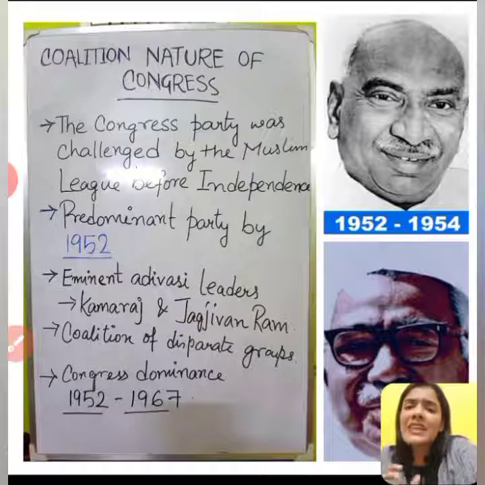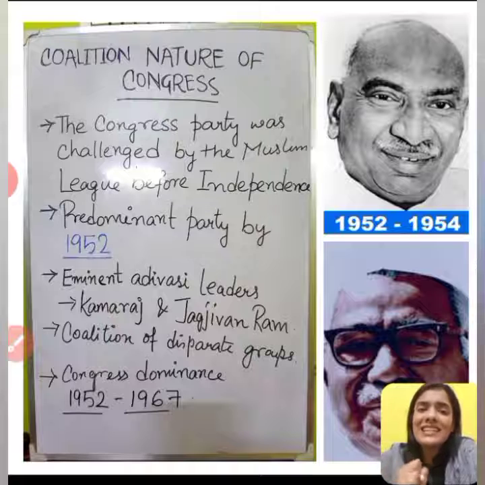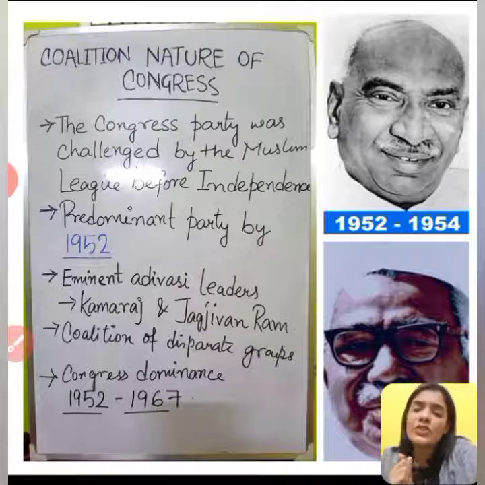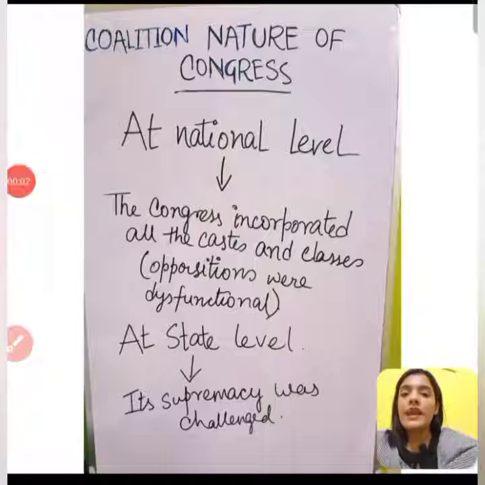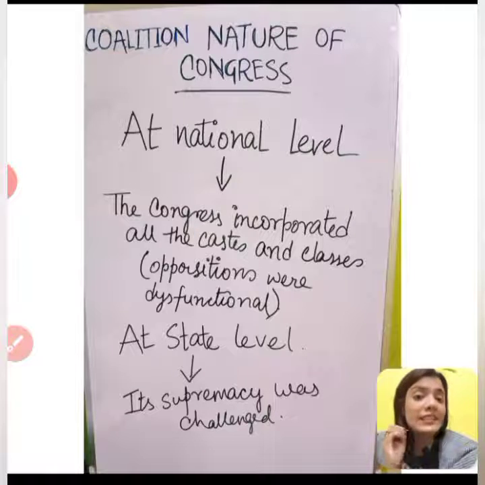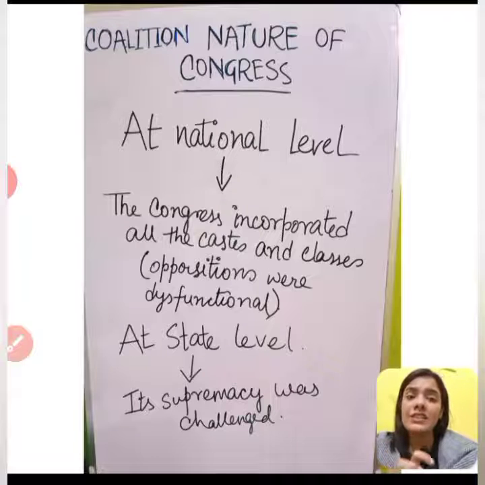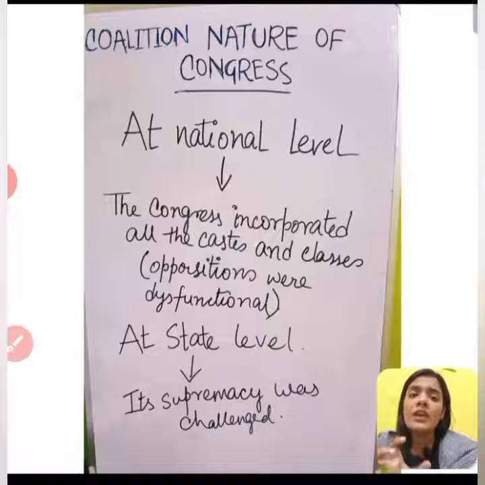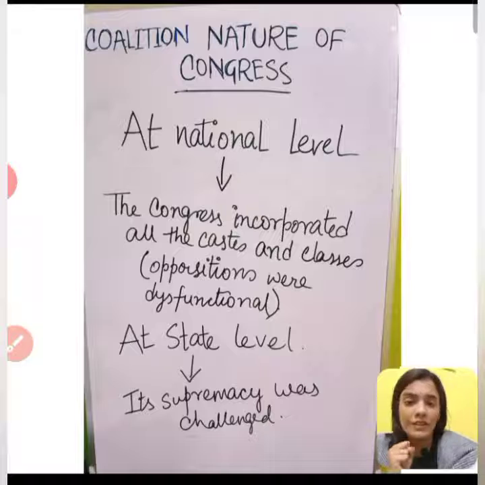Basically, it was the political engineering which helped the Congress to dominate the political system in India. As long as the Congress worked as a coalition incorporating people from different castes and different classes, the other political parties remained dysfunctional. This basically happened at the national level. But at the state level, the scenario was different. At the state level there were several other parties who were able to challenge the supremacy of the Congress.